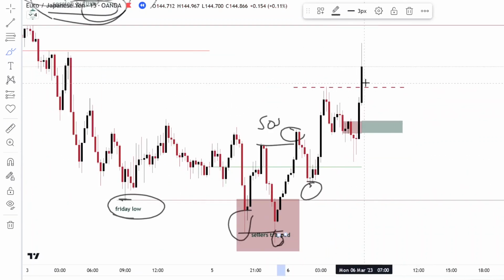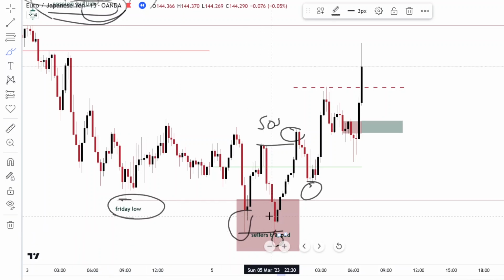So let's say you wake up and you see price here. We need more reasons to go bullish, even though we already have enough reasons as our bias, even our session bias, the fact that Friday low got taken out and the sellers got trapped here.